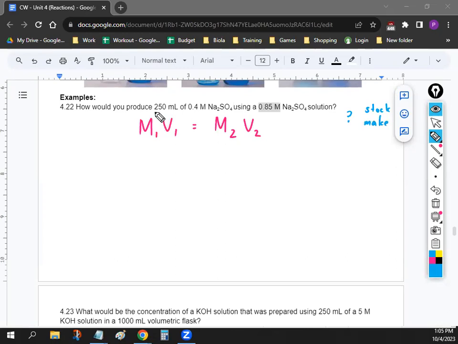Okay, so let's take a look at the first number, 250 milliliters. Now, is 250 milliliters the solution you want to make or the solution that you start with? You want to make it. Yeah, you want to make it. You want to produce 250 milliliters. So is this going to be V1 or V2? V2, exactly. So 250 is going to be your V2. You want to make 250 milliliters of something.